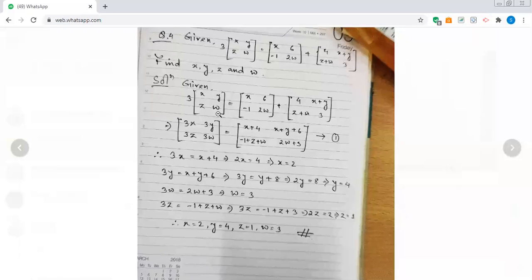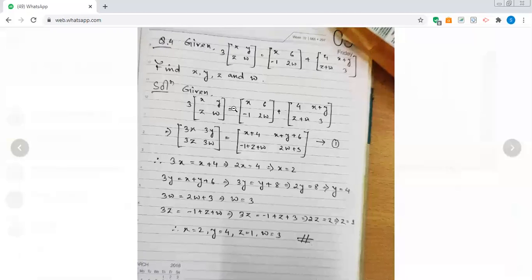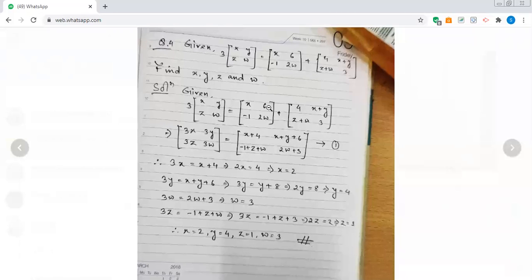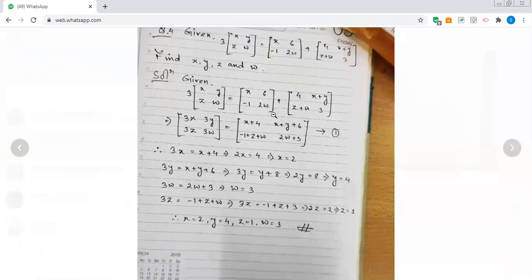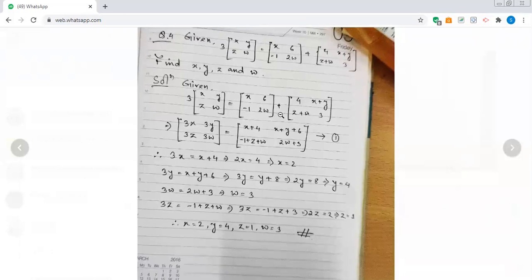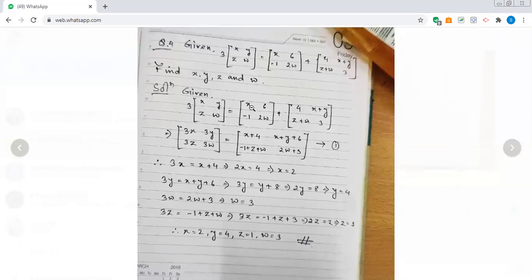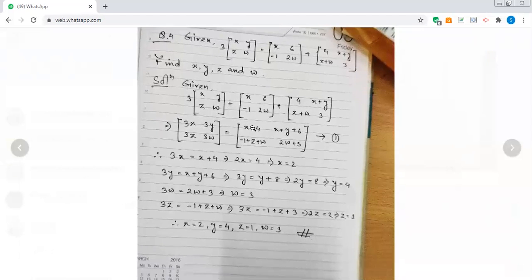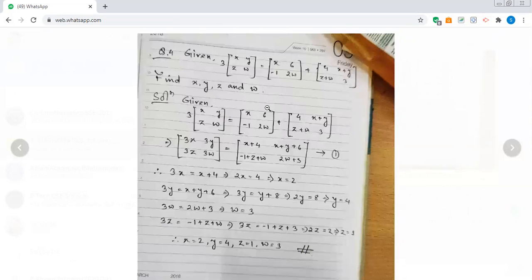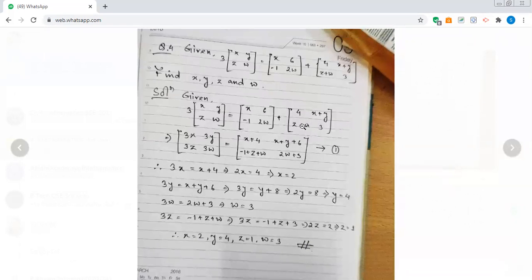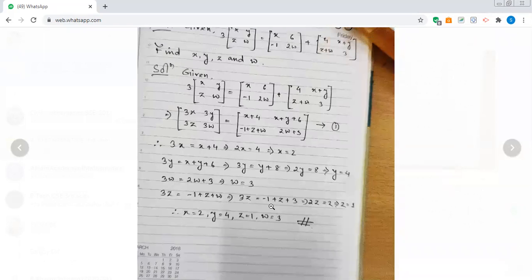Okay, left hand side is done. Now what we have to do in the right hand side part? See, these 2 matrices are of order 2 by 2, so they can be added. What happens on adding? x is added with the element 4, corresponding elements. So x plus 4. Then the next one: 6 plus x plus y, that is x plus y plus 6, same thing.